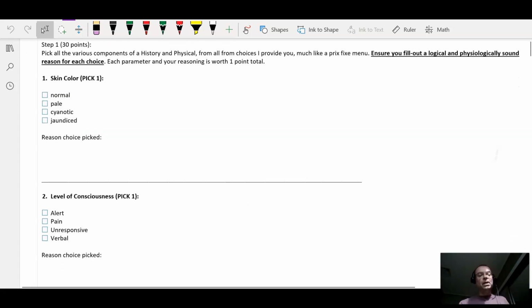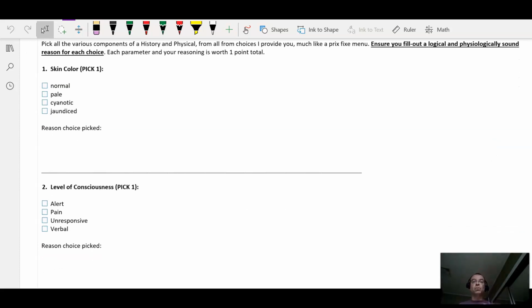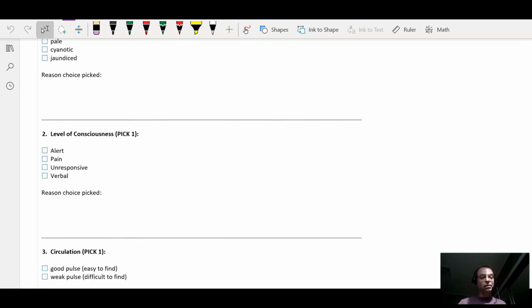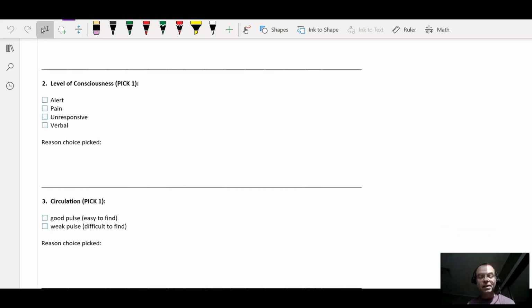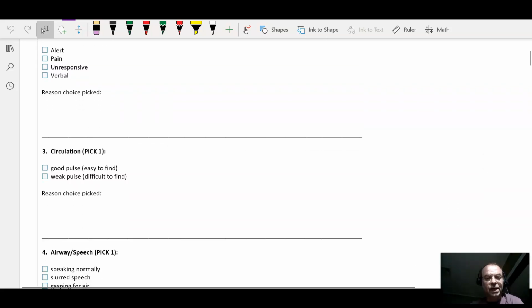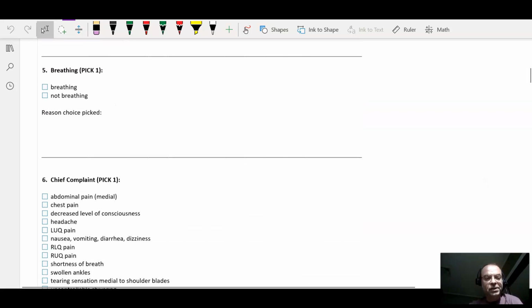This is where that spreadsheet, where I put all the different components in alphabetical order and then deleted the duplicates, comes in handy, because these are the only four choices for skin color they have, and the only four choices for level of consciousness. For circulation, they only have two choices. The patient either has a good pulse or a weak pulse. I don't have any cardiac arrest scenarios in my case studies. So everyone either has a good, easy to find pulse or a weak pulse. Okay, I'll skip a couple here.